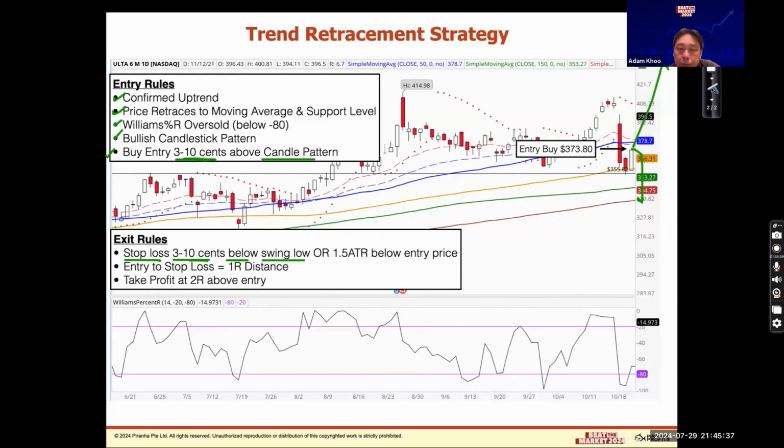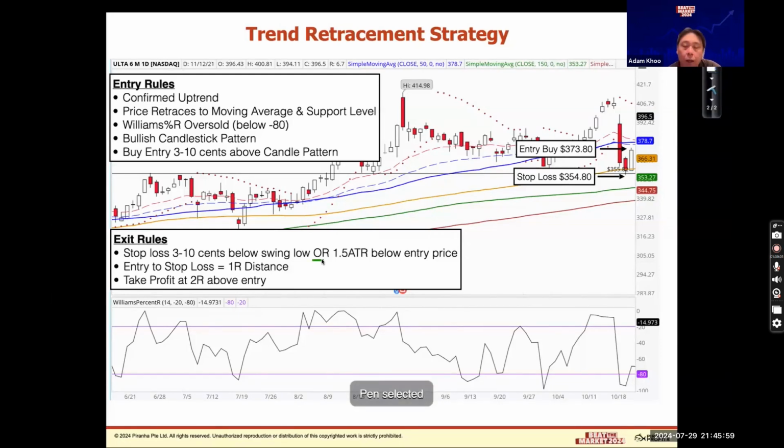What is the swing low? Swing low is this lowest point. So below this lowest point, at about 3 cents to 10 cents, I will place my stop loss, which in this case is 354.8.